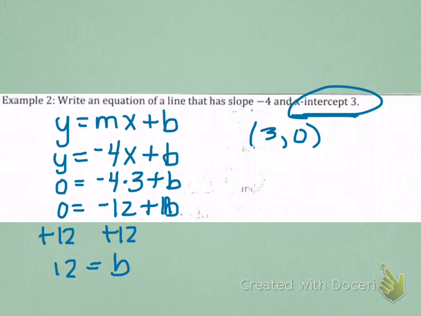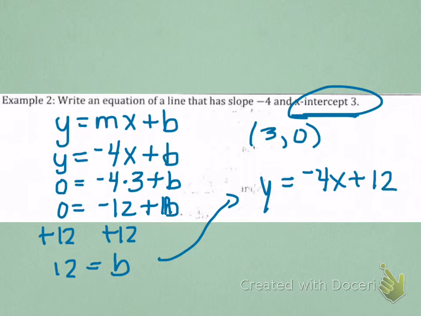And b is equal to 12. So I can go back to the y equals mx plus b form and say, okay, the slope is -4. And I've now found that the b value, which is the y-intercept, is 12. So I use the slope and a point to find the equation.